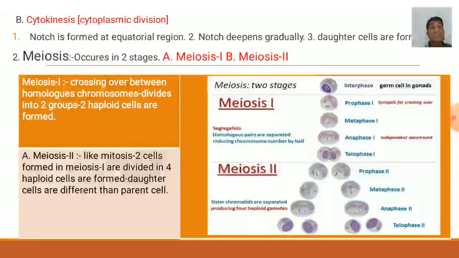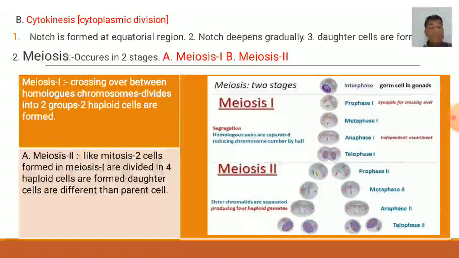Now we are going to study meiosis. Meiosis occurs in two stages: meiosis first and meiosis second. Meiosis is completed through two stages. Those two stages are meiosis first and meiosis second.